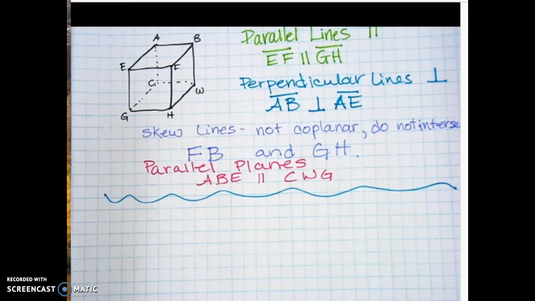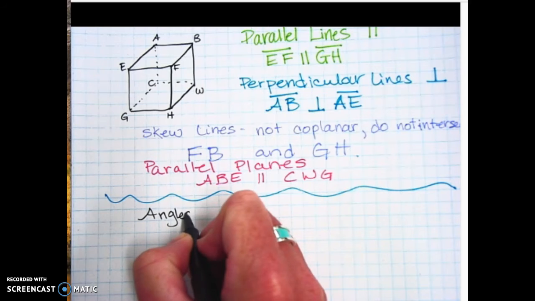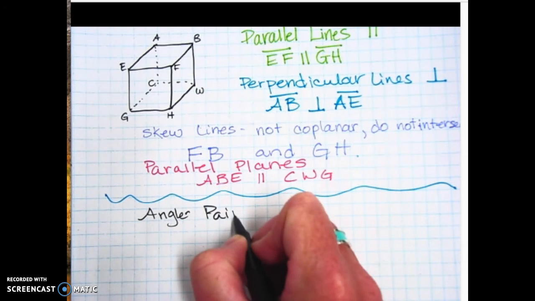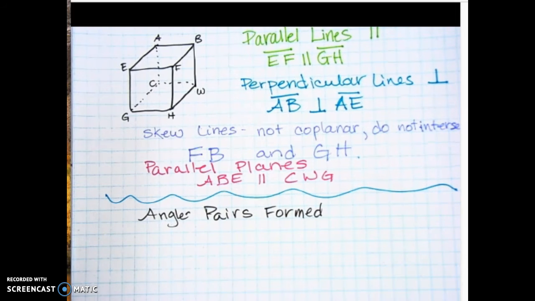Now we're going to transition into what's called angle pairs that are formed by a transversal.